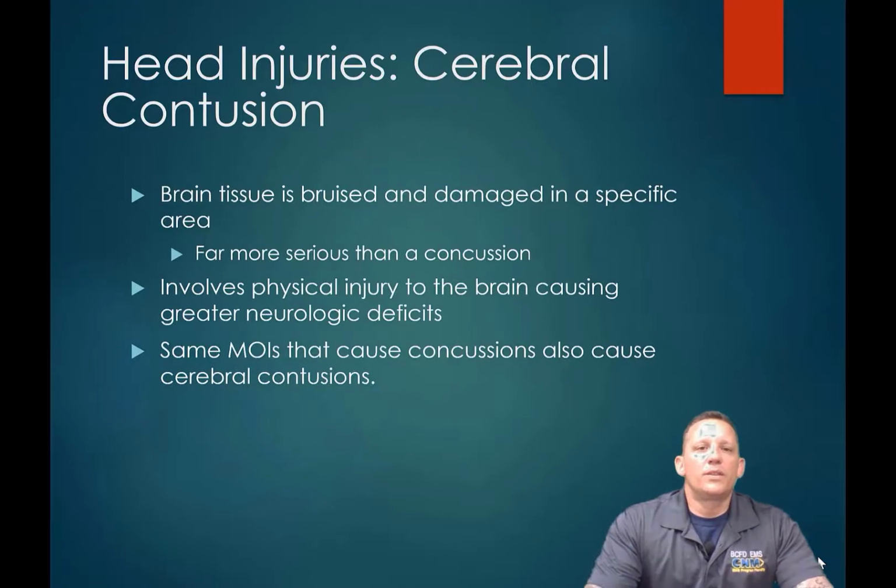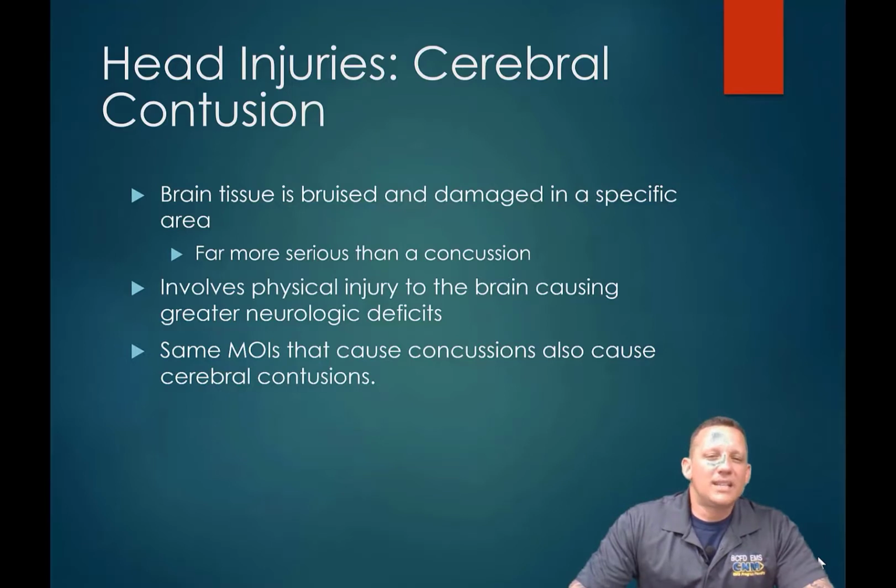Then we go into a cerebral contusion, and this is where the brain tissue is actually bruised and damaged in a specific area. It's more serious than a concussion. It involves a physical injury to the brain, which causes bigger neurologic deficits. And then there are some mechanisms of injury that cause concussions that will also cause a cerebral contusion. This is really dependent on the condition of the person who sustained the injury and just how far we got into that MOI, where did we actually increase the likelihood that the damage was more severe.